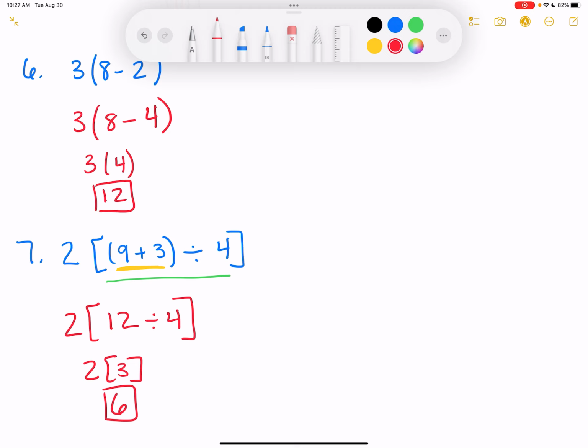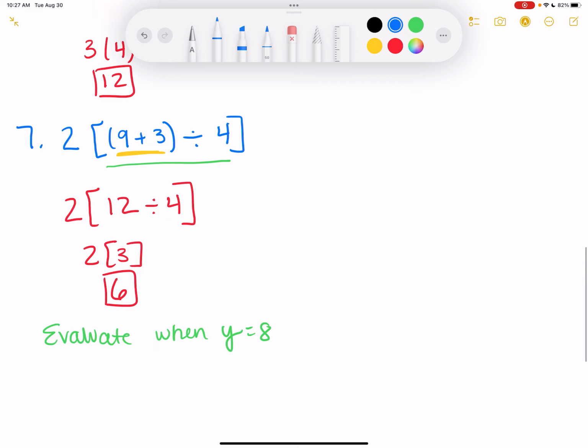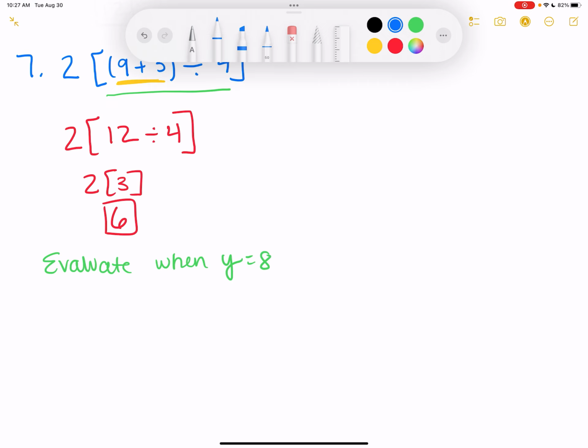All right, so then the last little bit of the guided practice that we'll do for today, just as the intro, says to evaluate the expression when y equals 8. So evaluate, again, I cannot spell what is happening. Evaluate when y equals 8. So a problem like this, we have number 8 here. y squared minus 3.